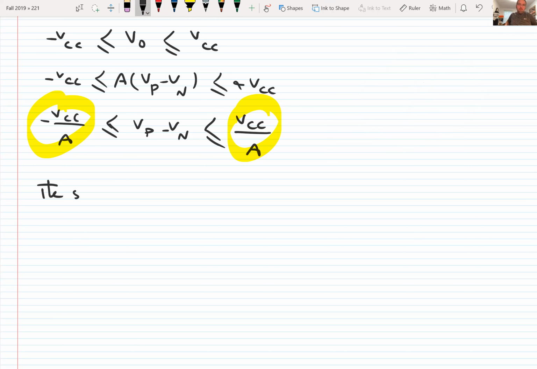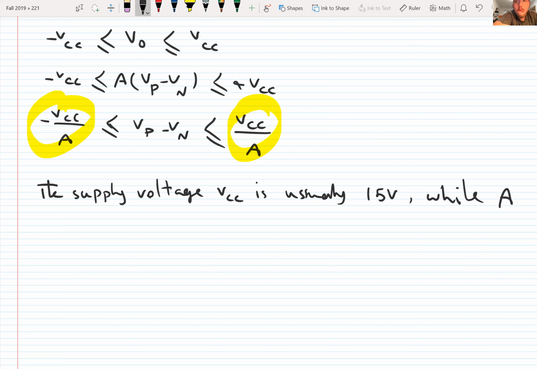Okay, so the supply voltage VCC is usually 15 volts, while A is a very large number. So what's that large number? Usually 10 to the power of 5 or greater.